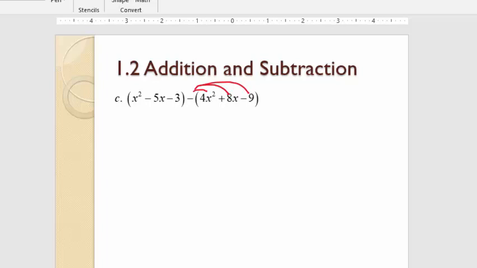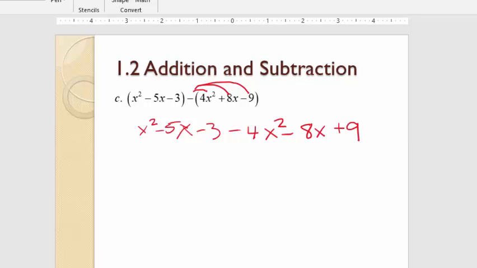If I write it without parentheses, it looks like x squared minus 5x minus 3 minus 4x squared minus 8x minus a negative 9. Now when you subtract a negative number, it's the same thing as adding that number. So I'm going to add 9 onto the end. And now I have a large polynomial where I just need to combine like terms.